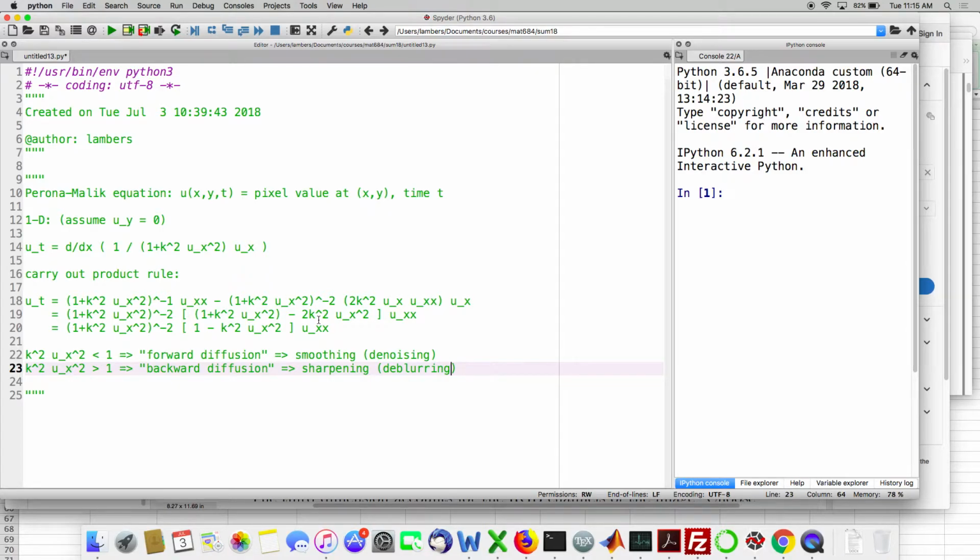So now you still have to set the right value of k to determine what classifies an edge. How large does ux need to be to go into sharpening mode rather than smoothing mode? And there's a lot of active research on coming up with different ways of detecting edges to cause the coefficient to go positive or negative at the right portions of the image.